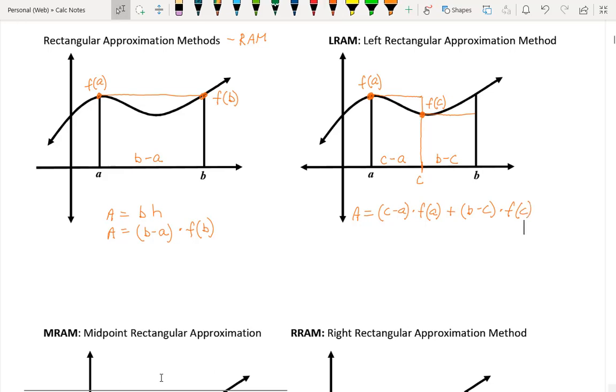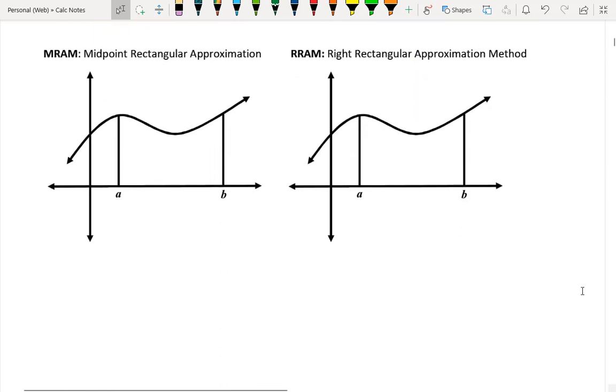Now we can do the same thing using what's called a right rectangular approximation. On the graph below this one, I'm going to do the exact same thing. I'm going to draw the rectangles and split it in half with the C value in the middle. Let's get everything labeled here. So here's C. Here's my point. But this time, notice the difference in the rectangles. This time, my rectangle is drawn from here to here and down.